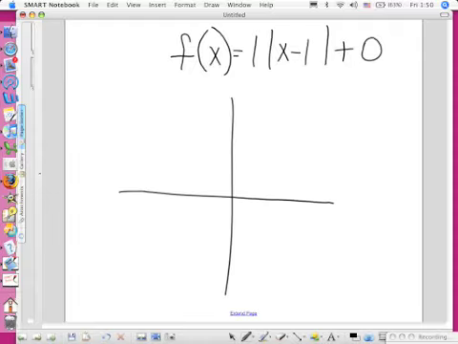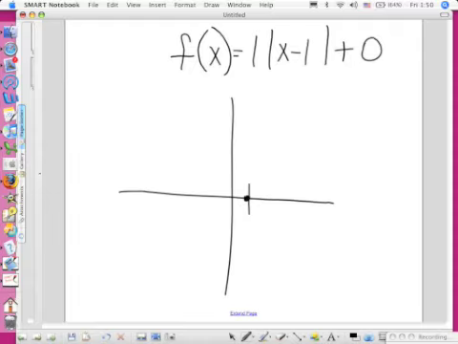My vertex always starts in reference to this origin. Does the vertex shift up or down? No. But does it shift to the left or right? Yes, and which direction does it shift? To the right, the opposite of this sign, 1 unit. So my vertex is now here. Yesterday we took that V and shifted it up and down. Now we're shifting it left and right.